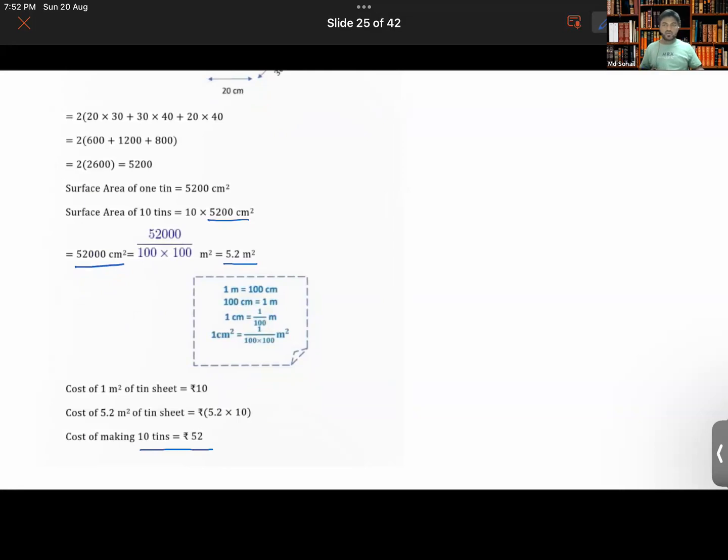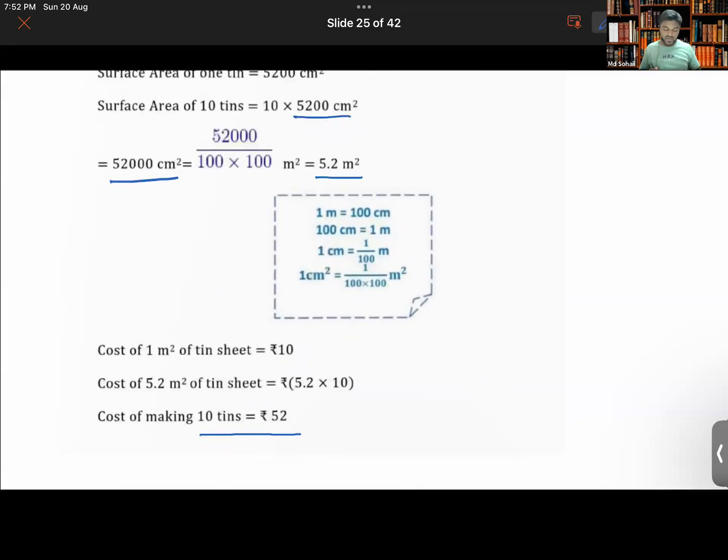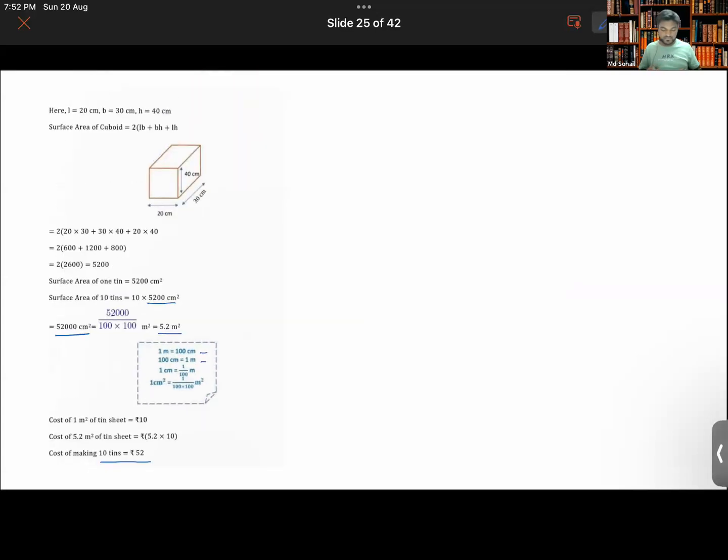Getting it? Okay, and look at this table here. That is very important. That will help you. The basic things: 1 meter equals 100 centimeter, so 1 centimeter means 1/100th of a meter. So 1 centimeter square will be 1/100 multiplied by 1/100th of a meter square. Getting it? Okay, good.